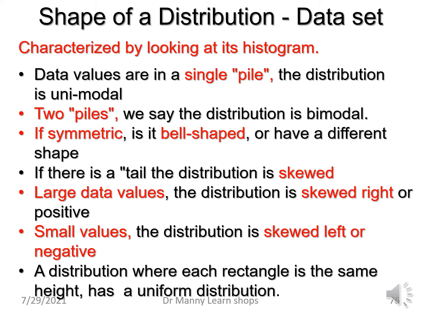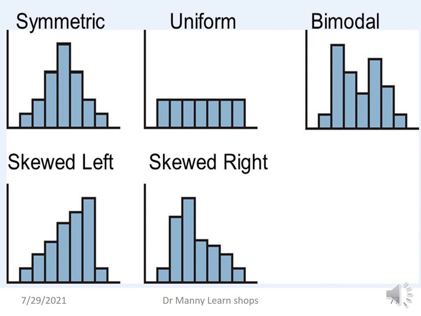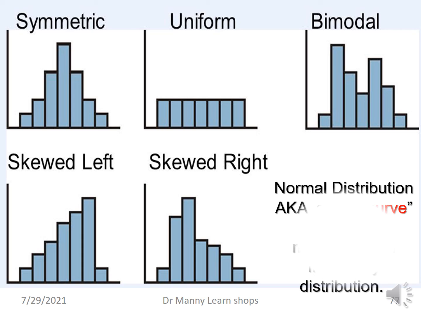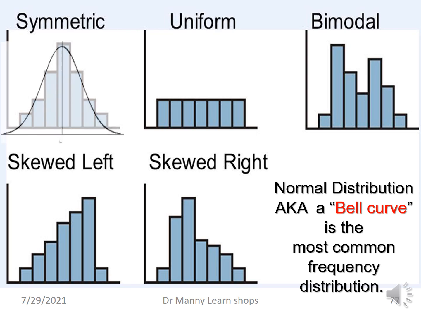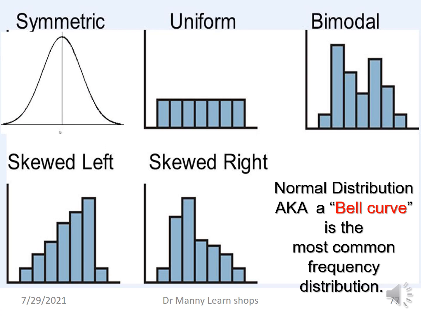A distribution where each rectangle is the same height has a uniform distribution. They can be symmetrical, uniform, bimodal, skewed left and skewed right. A normal distribution is also known as a bell curve, and this is the most common frequency distribution. Symmetrical, the bell curve.